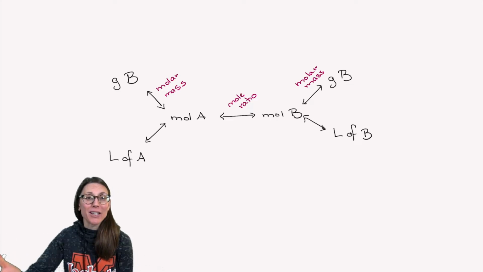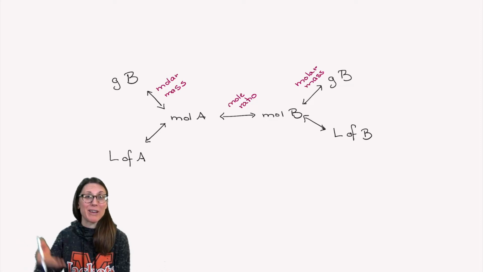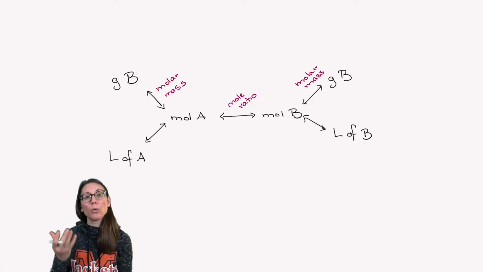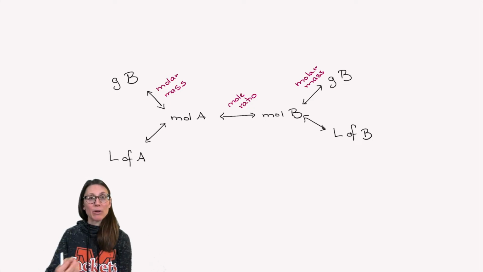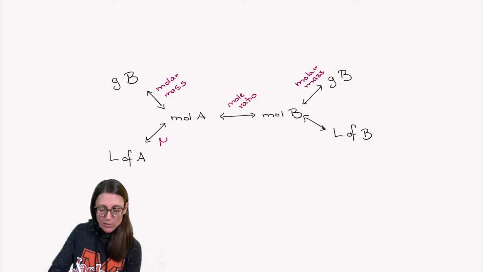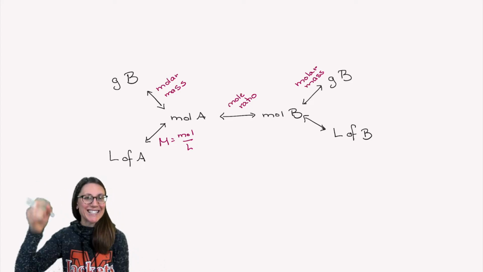That works great if your material is a solid. But when you have something that is an aqueous solution, it's pretty hard to measure the grams of the chemical because it's mixed in with all of the water. So we're going to use our molarity equation to allow us to convert from liters of a solution to moles of that solution. So you remember your molarity equation: the molarity is moles divided by liters. We'll use that instead to get to moles.